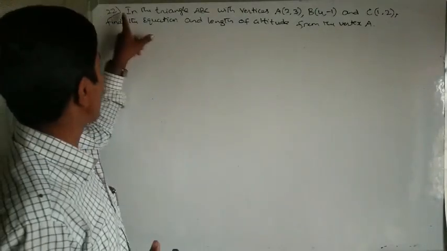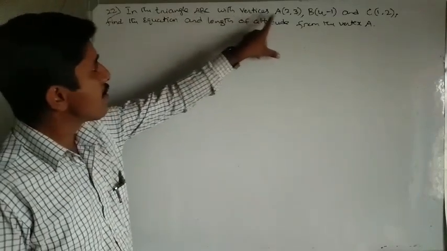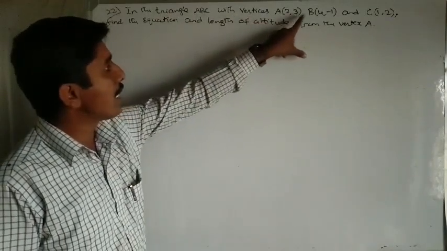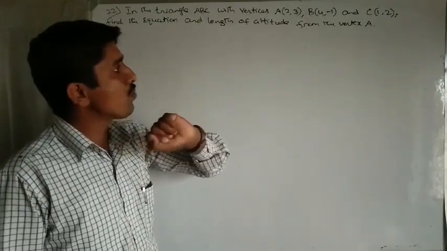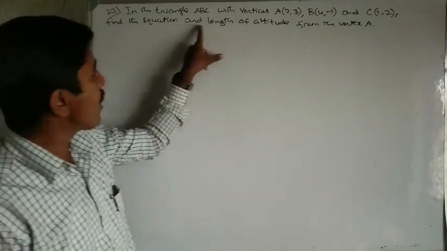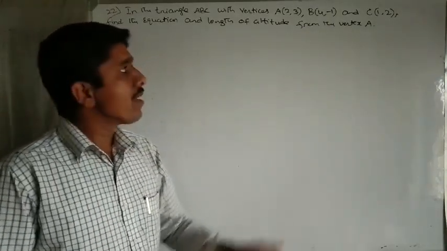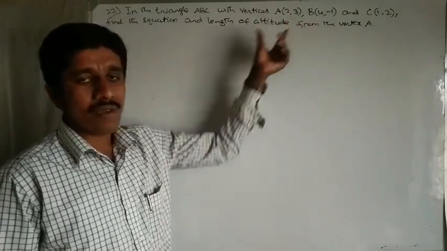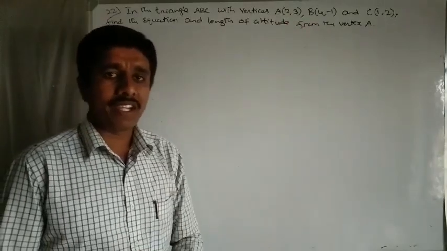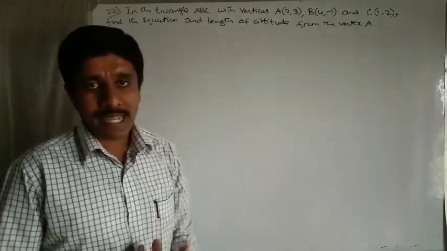Go to the 22nd problem. In the triangle ABC with vertices A(2, 3), B(4, -1) and C(1, 2), find the equation and length of the altitude from the vertex A. Here we have three vertices. We have to find the equation of the altitude and the length of the altitude passing through the vertex A.